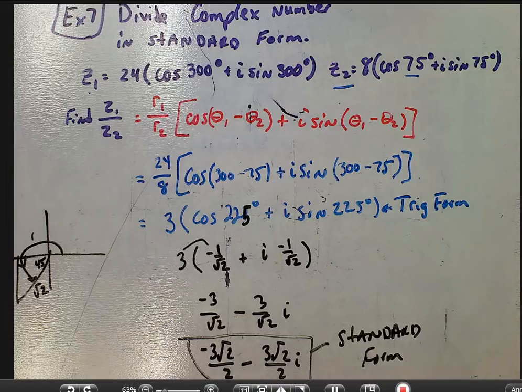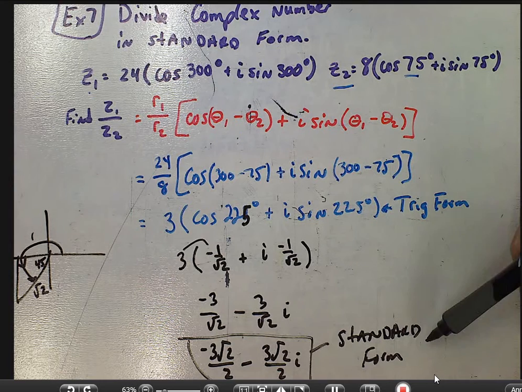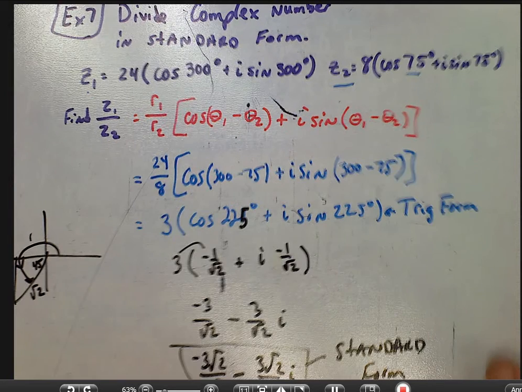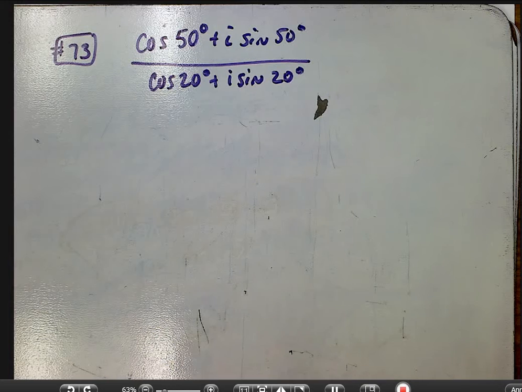Okay? So if the directions call for trig form, you can stop at this step. If not, you have to finish it out right here. Go ahead and try number 73. Press pause, and then once you think you figured it out, come back and see if you got it right.